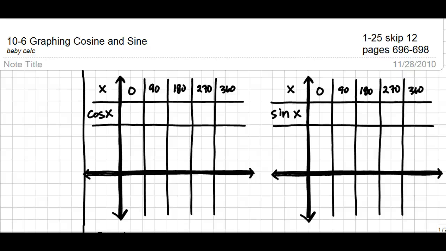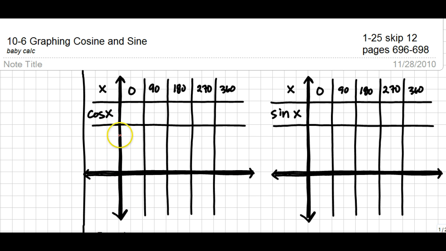This lesson is for Advanced Algebra, Lesson 10.6 on graphing with cosine and sine. Students will only be allowed to use a baby calc in these instances. What I've done here is I've combined both a table of values with a graph.